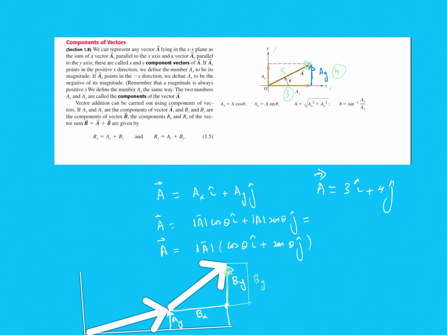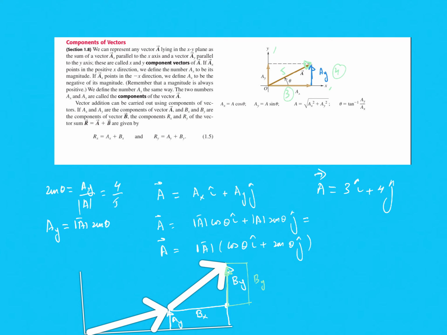So for AY, if you remember what I said about sine and cosine, the sine of theta is AY divided by A, the magnitude of A, which is 5. In the case that I wrote, the sine of theta is 4 divided by 5. So this will give you an equation for AY. AY is the magnitude of A times the sine of theta.